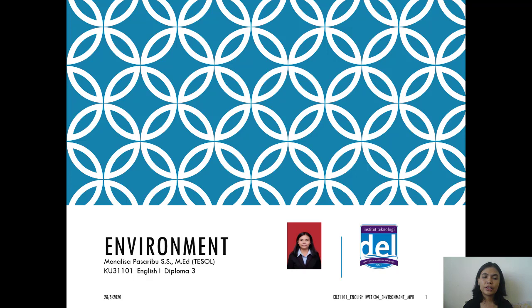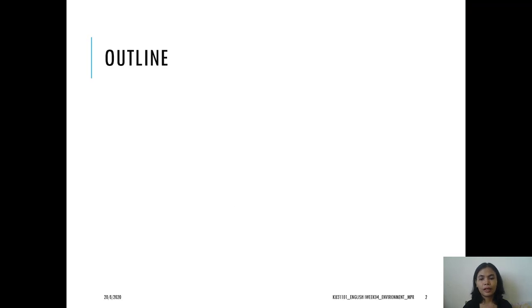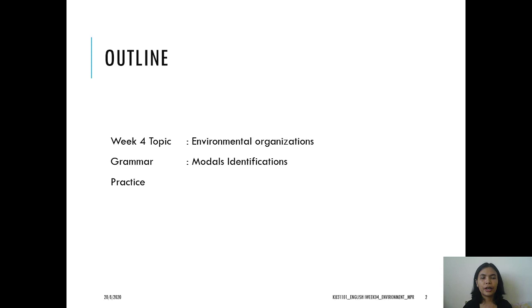The material for this week is about the environment, and this is the material for English 1 for Diploma 3. So let us check the material for this week. As you can see over here, the outline for week 4 is going to be about the environmental organization, and then we will have a grammar discussion, and then we will have a practice for the grammar identification.